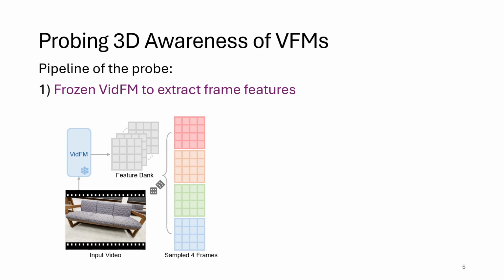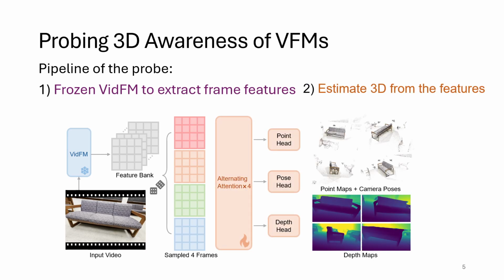The pipeline has 2 stages. First, the frozen video foundation model extracts spatial temporal features from the video. Then we sample 4 frames and pass the features through a shallow VGGT-style probe. It consists of 4 alternating attention layers and 3 readout layers for points, depth, and pose. The base model is never updated. Whatever 3D the probe recovers was already inside the features.